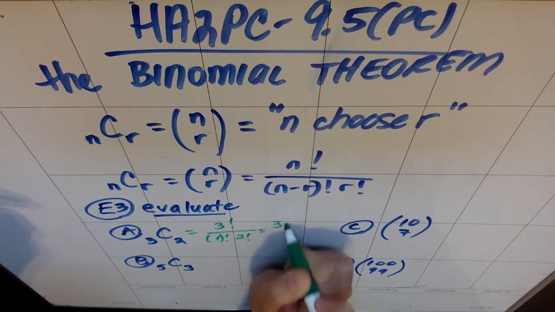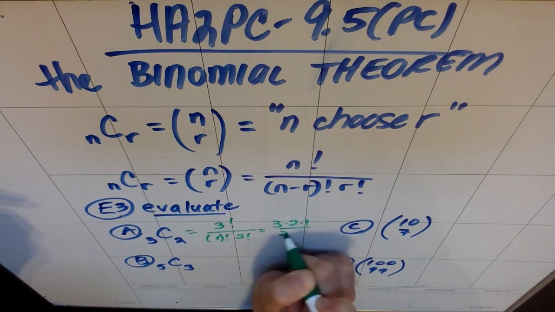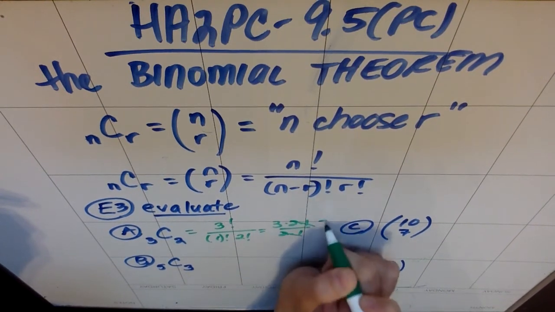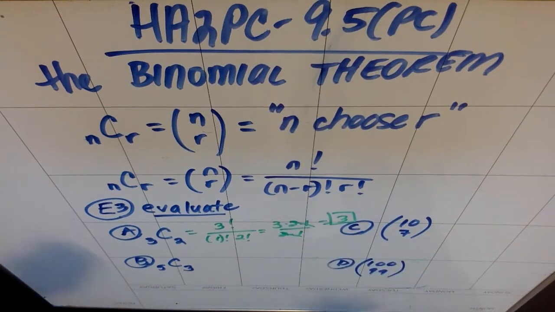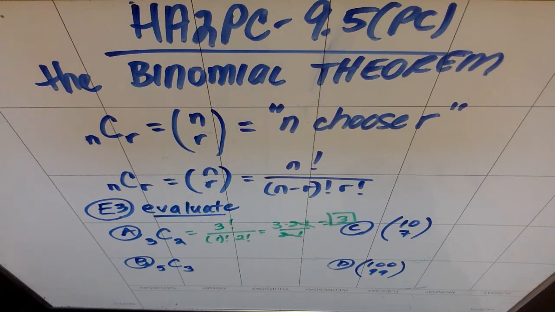So that's going to end up being 3 times 2 times 1 over 2 times 1, so it just ends up being a 3. Now, there's a really logical way that this comes out as 3, and I'll just walk you through it. We will talk about this more later when we do other sections in this chapter.